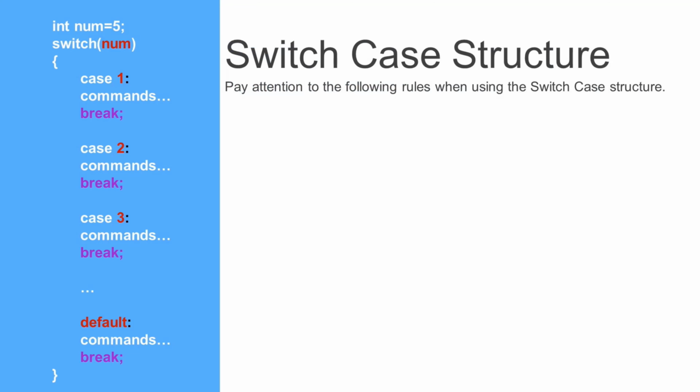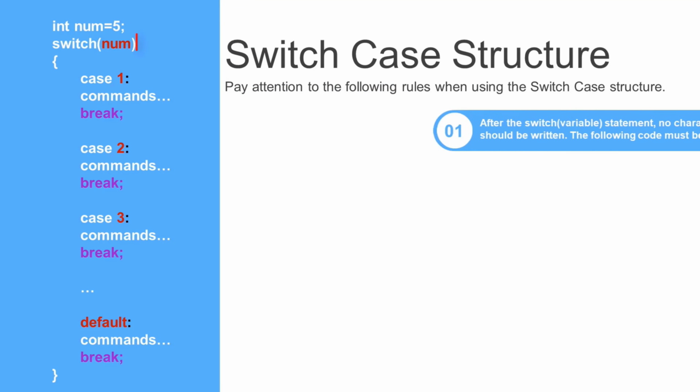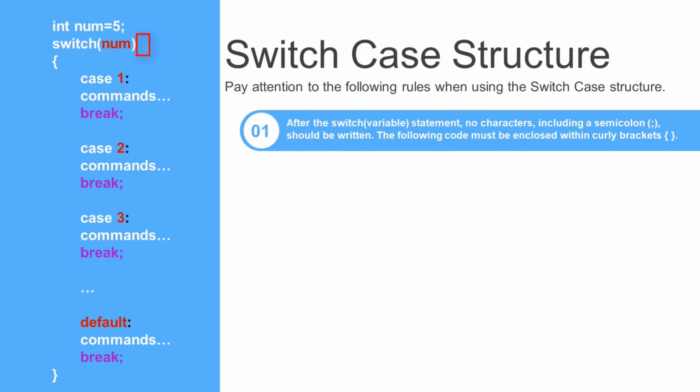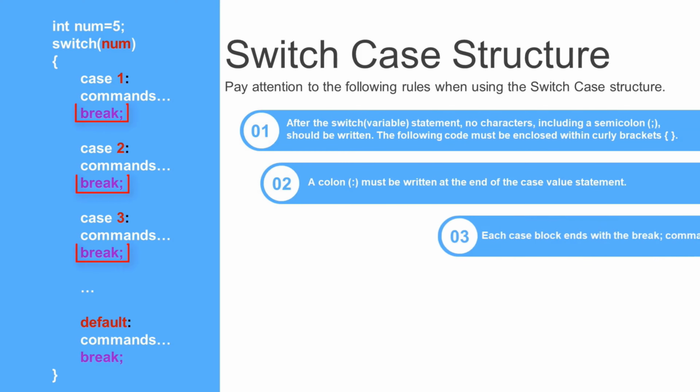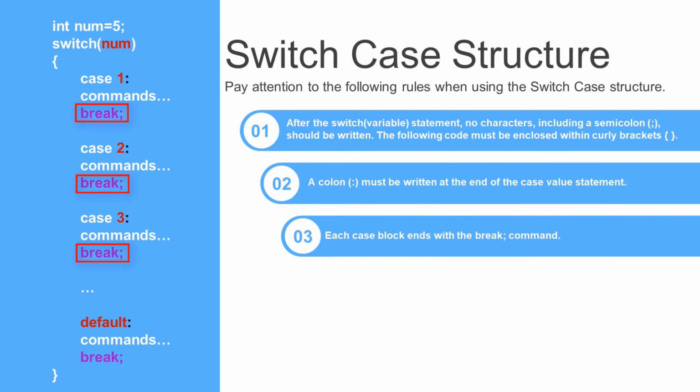Now, let's briefly review the rules we need to follow when using the switch case structure. First, when writing a switch case statement, we do not place any character after the variable inside the parentheses of the switch statement. The subsequent code is written within curly brackets. After the case keyword and its value, we use a colon instead of a semicolon. Each case block must always end with a break statement.